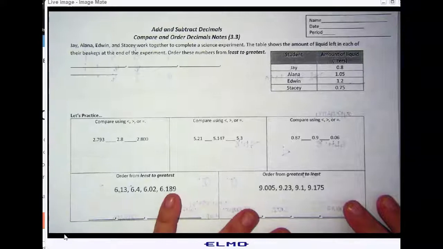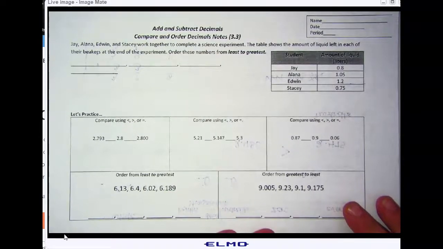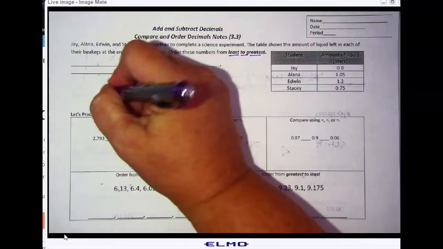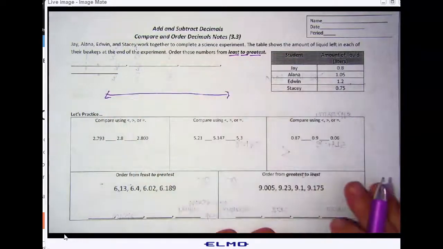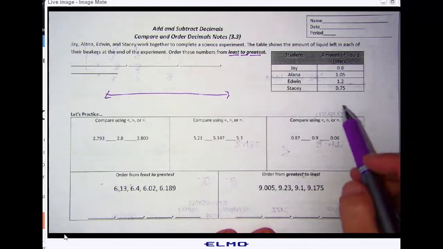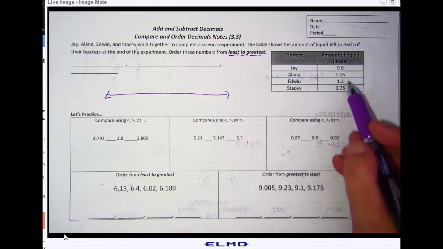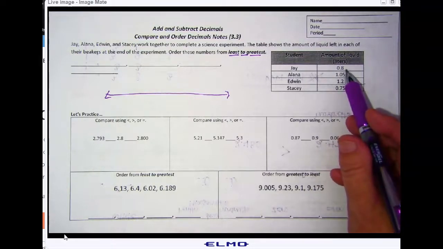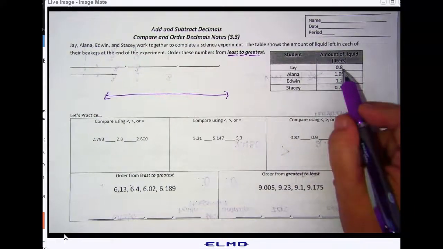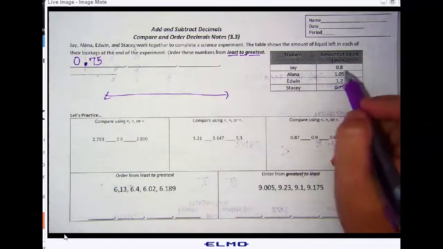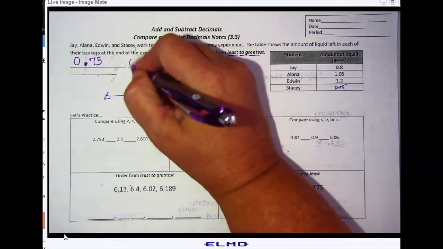Jay, Elena, Edwin, and Stacy worked together to complete a science experiment. The table shows the amount of liquid left in each of their beakers at the end of the experiment. Order these numbers from least to greatest. Just like in class today, you could create a number line and list them on the number line first. Or you can do the comparison like we did on the other side. But I can see that I have 75 hundredths and I have 8 tenths. Well, let's see. 7 is less than 8, so 75 hundredths is going to be first. Then I have 8 tenths because I know that's going to be next.